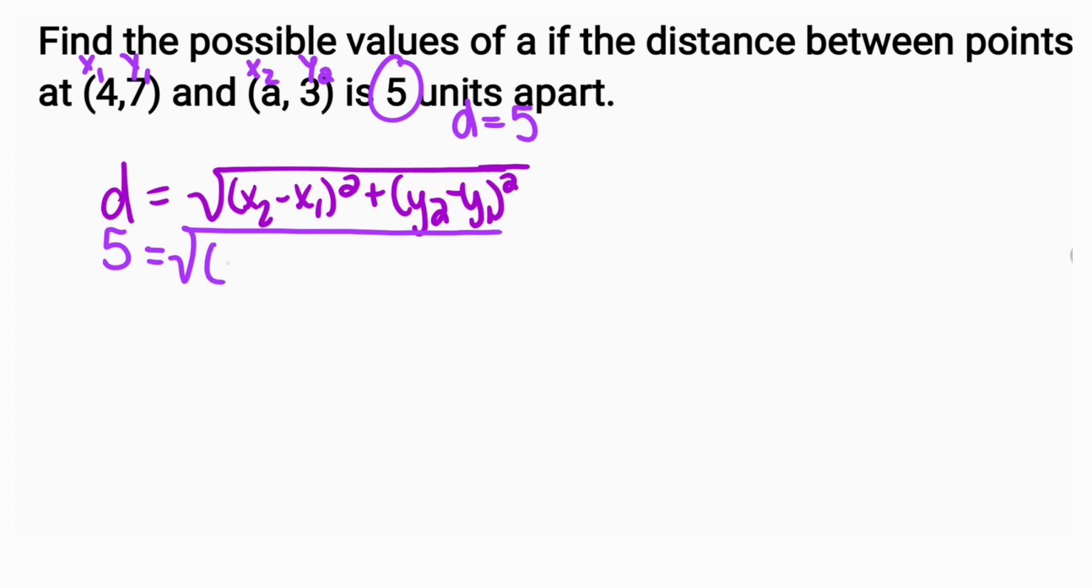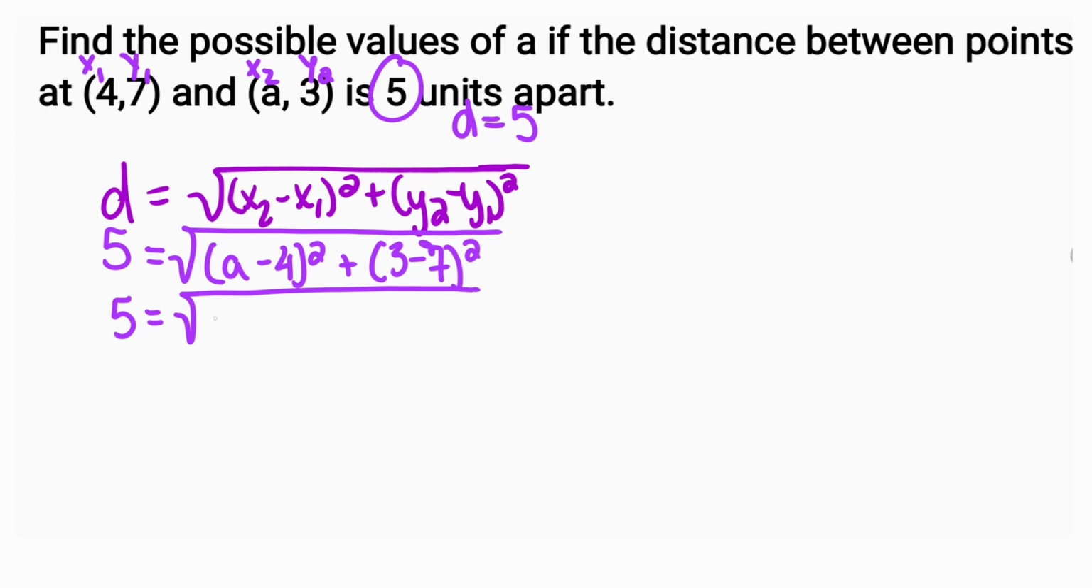And then I'm going to plug in everything I know. X2 I said is A. So we're going to put A there. We're going to leave that variable because that's what we're solving for. And then we're going to keep simplifying. We're just going to do the exact same thing. Simplify as far as possible.